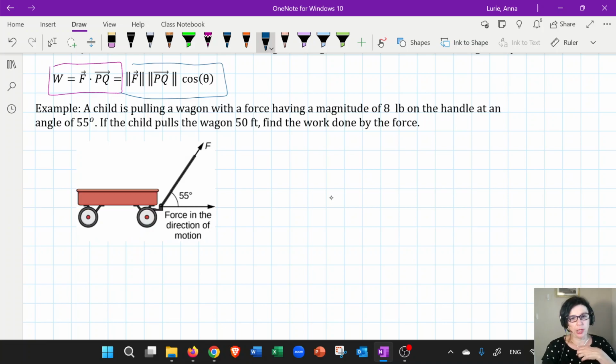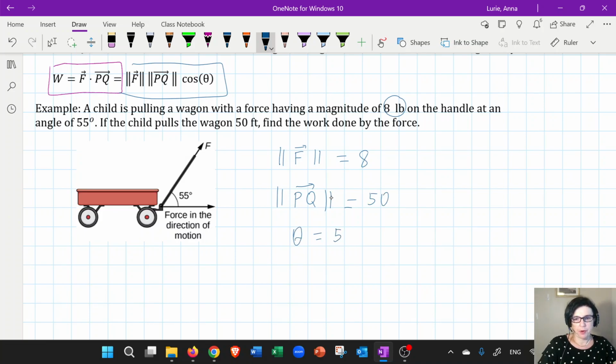All right, so this says a child is pulling a wagon with a force having a magnitude of 8 pounds, and the angle is 55 degrees with the direction of motion and the force. We can see on the picture the angle is 55 degrees. The child exerts a force of 8 pounds, but the wagon is moved 50 feet. So what do we know? The magnitude of the force is equal to 8. The displacement, which is PQ in the formula, from the initial point to the terminal point, is 50 feet. And the angle, let's call that theta, is 55 degrees.